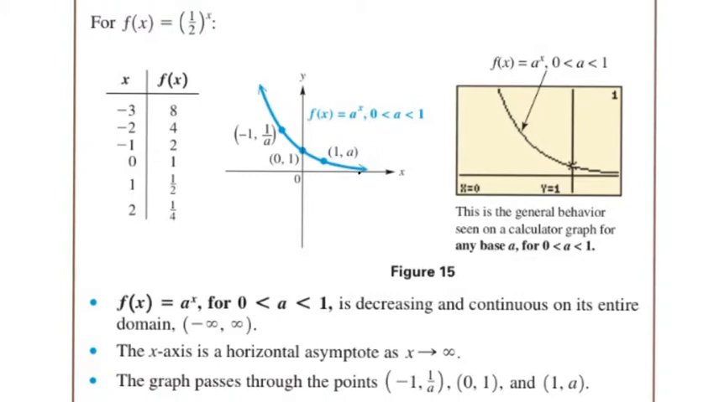Remember, before you raised the base to a power of negative 1, you got 1/2. Now, since it's 1/2, you'd raise it to a power of positive 1 to get 1/2. Like before, you'd raise it to a power of positive 3 to get 8. Here, you raise it to a power of negative 3 to get 8.